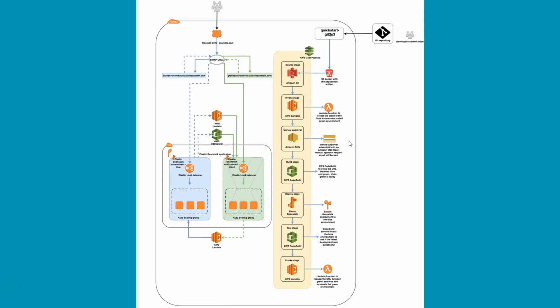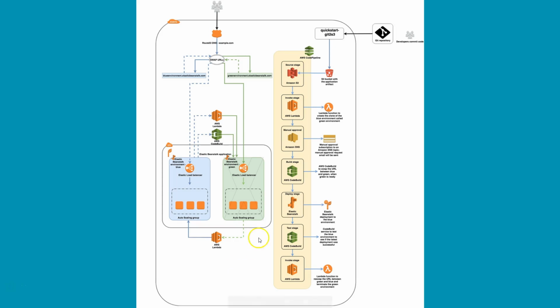After this, manual approval is required through a subscription to an Amazon SNS topic, so we'll have to provide an email address for that approval email to be sent. In the next stage, which is an AWS CodeBuild stage, AWS CodeBuild is going to swap the URL between the blue environment and the green environment after the green environment is ready. That means live traffic will be serving the green environment instead of the blue environment.